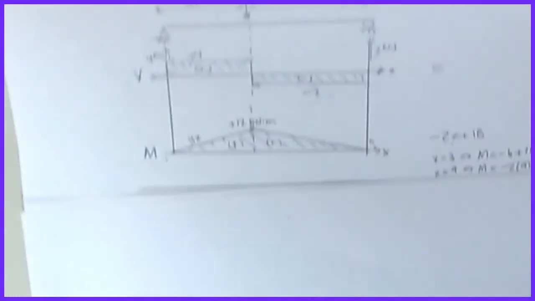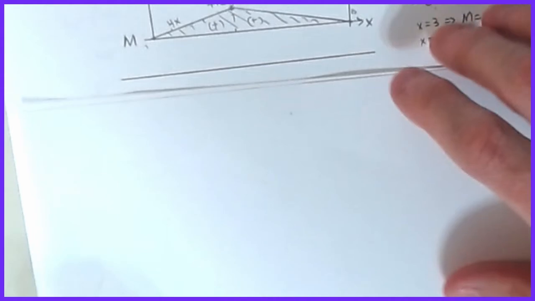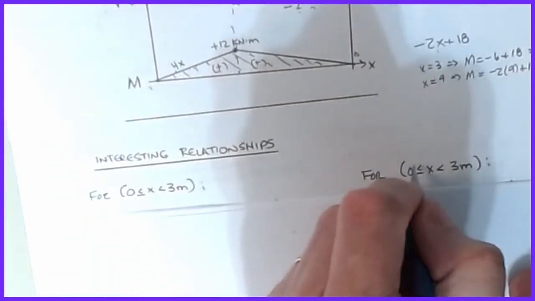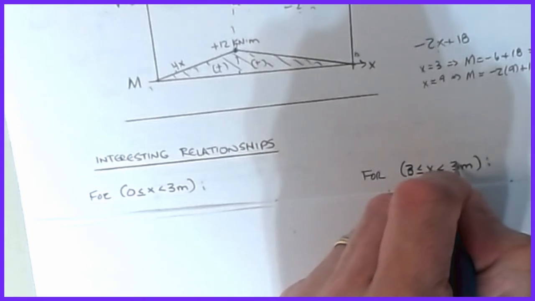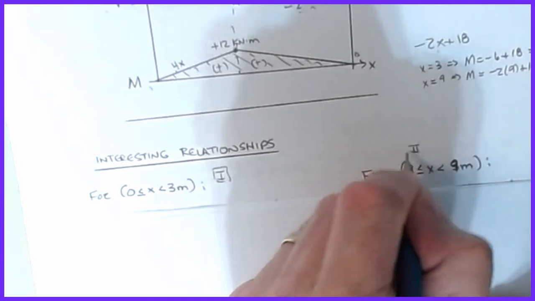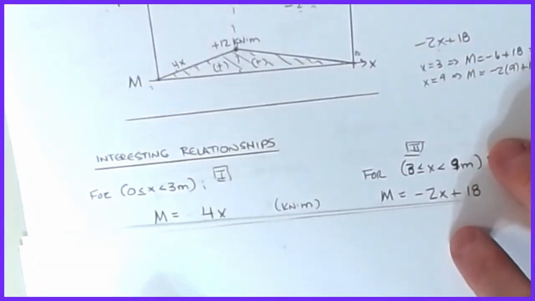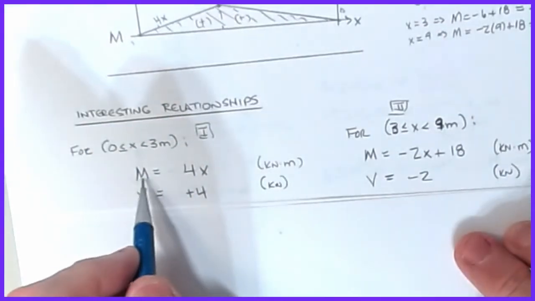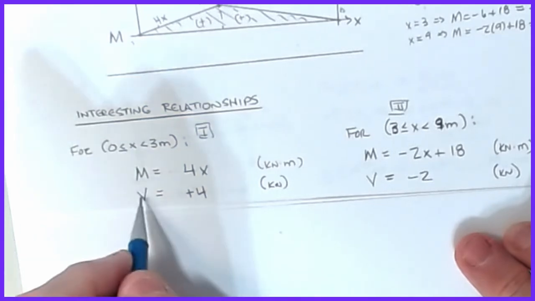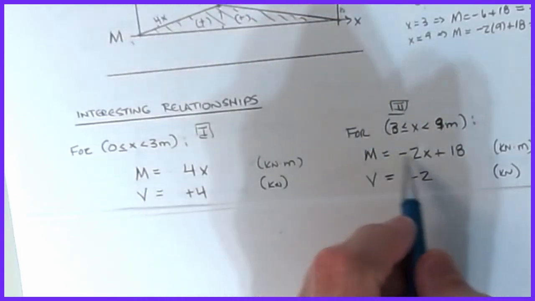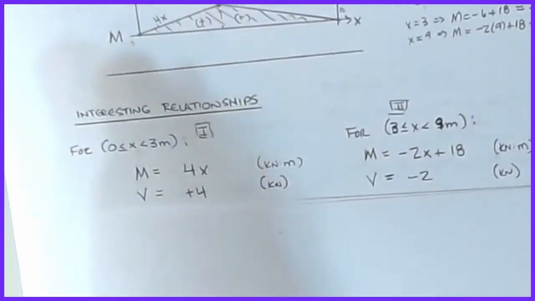Now, there are some other techniques we'll show you on how to construct these, but let's take a look at an interesting relationship that showed up. What I did is I went through, and that should be a 3, and that should be my 9. That's region 1, and this is my region 2. Let's look at the equations we had for the moments. The moment in this first region was 4 times x, and the shear was plus 4. In region 2, it was minus 2x plus 18, but the shear was minus 2.